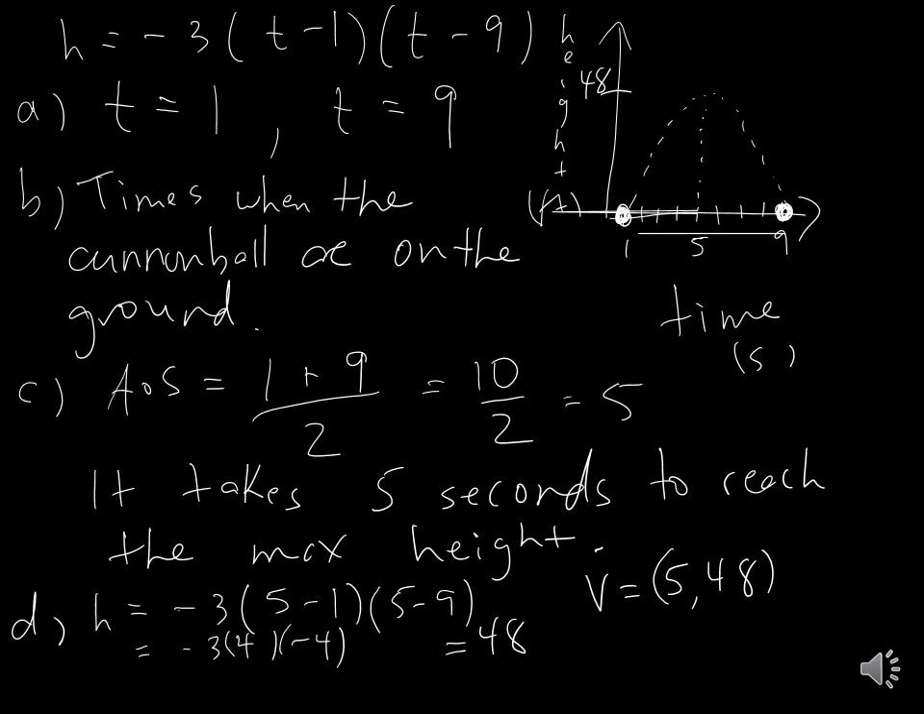Explain what it means. We already said it takes 5 seconds to reach the max height. If you had to write a descriptive sentence about it, I'm kind of running out of room here, but you would say the max height of the cannonball is 48 feet after 5 seconds.